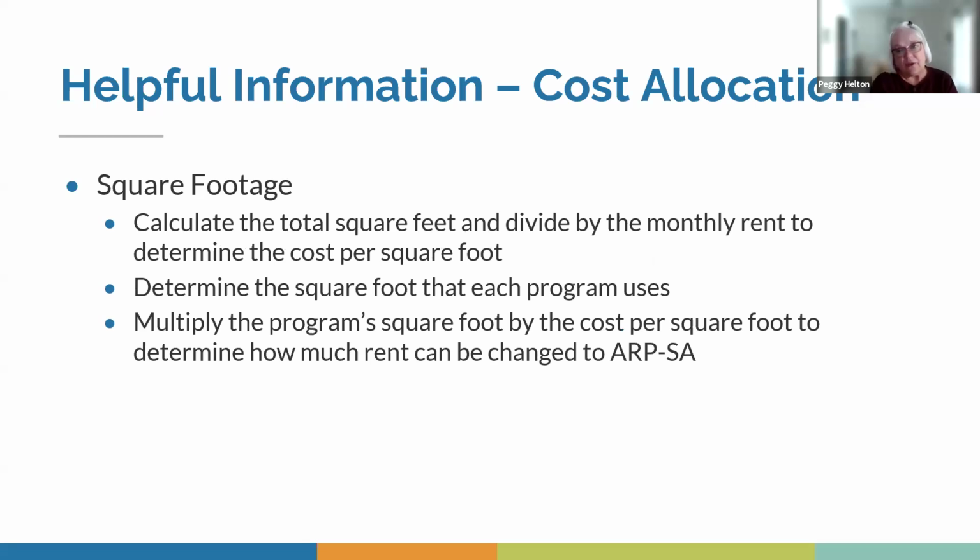And then another way to calculate rent is by square footage. So you calculate the total square feet and divide by the monthly rent. You get cost per square foot. And then you would need to determine the square foot that each program uses. So you would determine how much square foot the ARP-SA program uses. Then you multiply the program square foot by the cost per square foot. And then you can determine how much rent can be charged to ARP-SA.